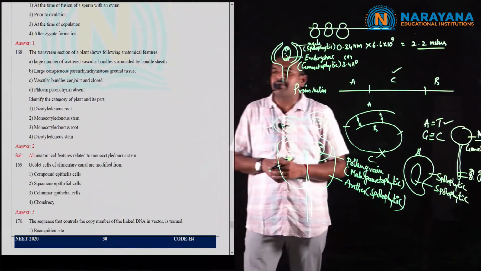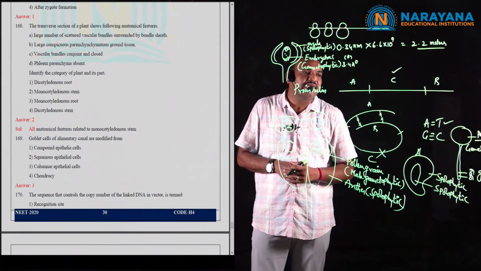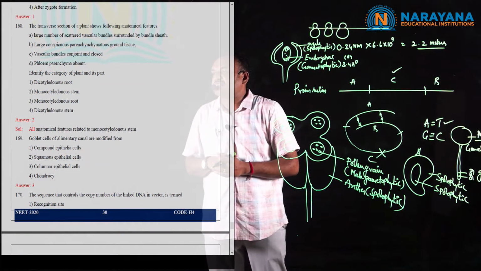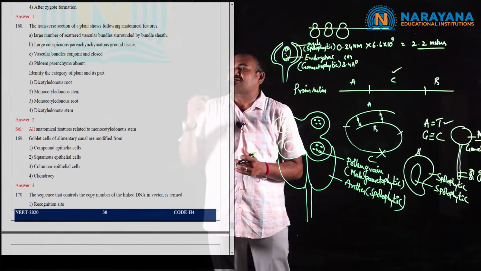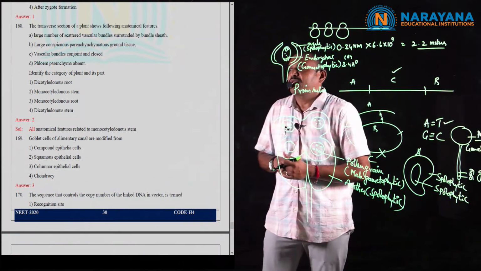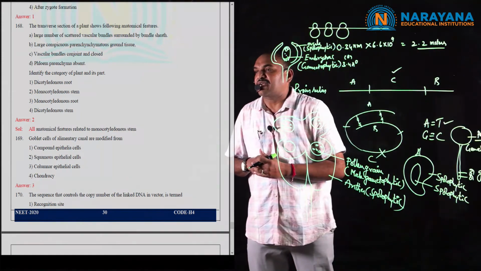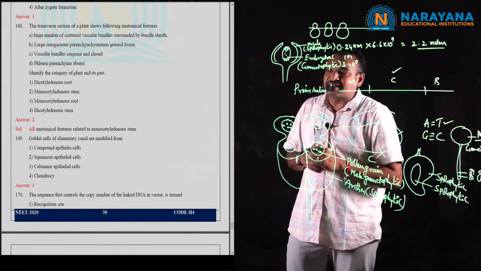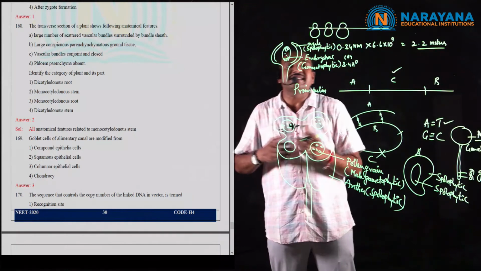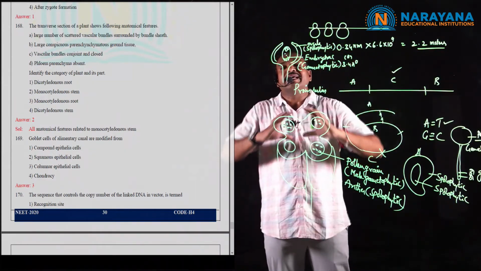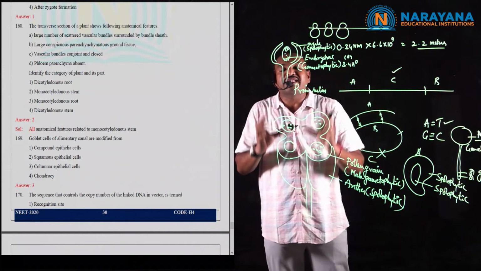Next one is question number 168. What is 168? The transverse section of a plant shows following anatomical features. A. Large number of scattered vascular bundles surrounded by bundle sheath. That means atactostele. Atactostele is the characteristic feature of monocot stem. Many vascular bundles are present. They are scatteredly distributed surrounding the vascular bundle.